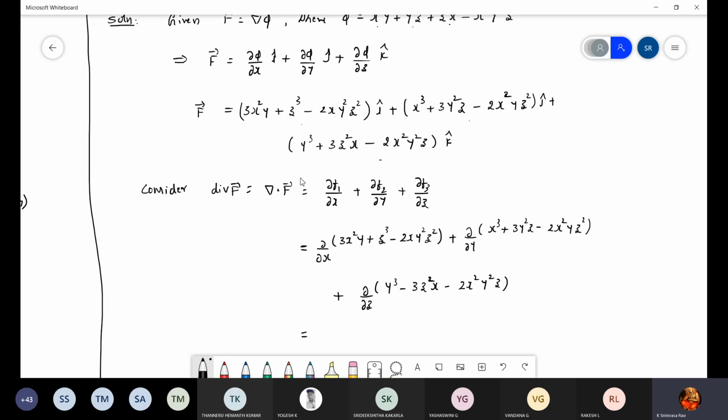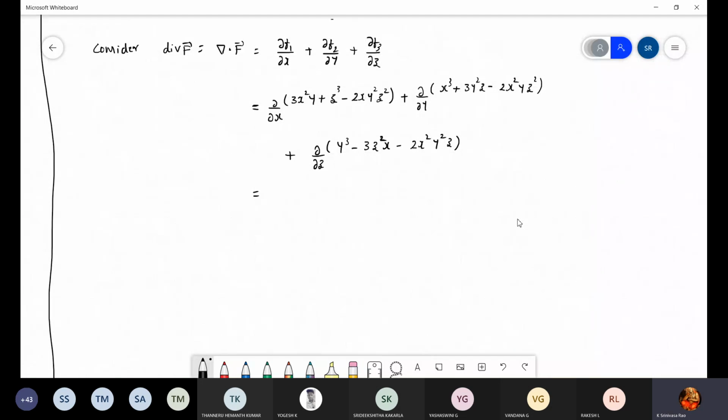So that is equal to, let's differentiate. Partially with respect to x, we get 6xy. Correct? X square differentiation is 2x, so 2 3 is 6xy. Z cube is 0, minus 2 times 2y square z square. This is the first one, plus. Since there is no ijk here, no need to write the bracket. If negative comes, we can write the bracket. Otherwise you can continue as it is.